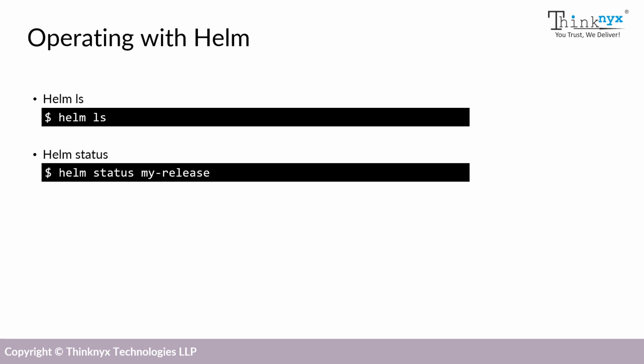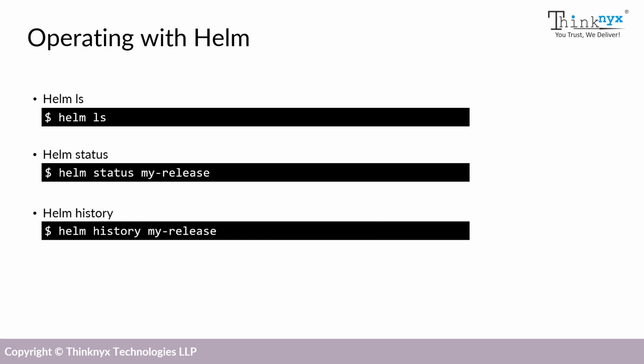Seventh, helm history. The helm history command shows the revision history of a specific Helm release, allowing us to track changes and roll back to previous versions if needed. For example, helm history myrelease. This command displays a history of all revisions for the myrelease deployment.